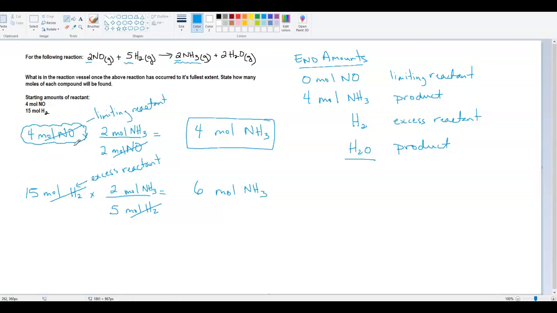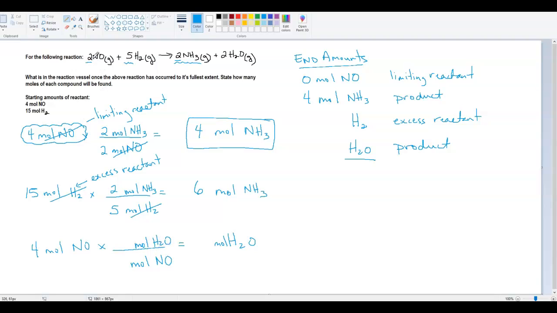So we know that all of that NO is going to be used, so we can use that amount, 4 moles of NO, to find out how much H2O product is going to be made. Okay, so again, this limiting reactant not only tells us how much ammonia is made, but it can also tell us how much water is made as well. So we're going to use our ratios of moles of NO to moles of H2O.